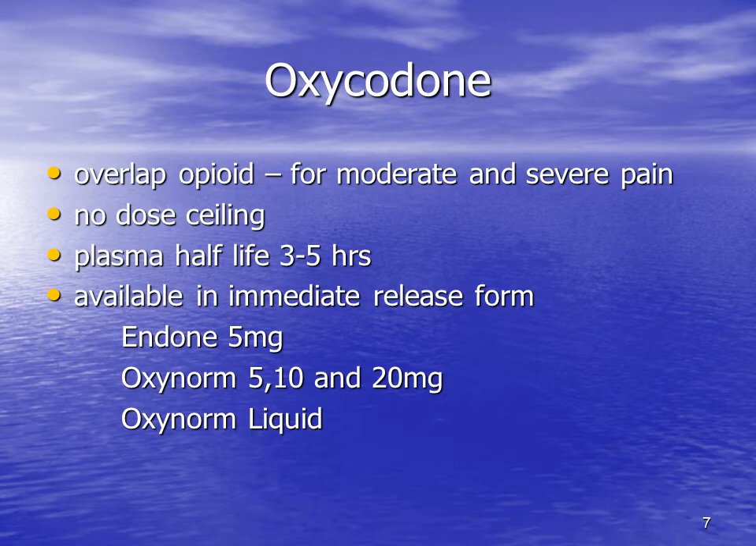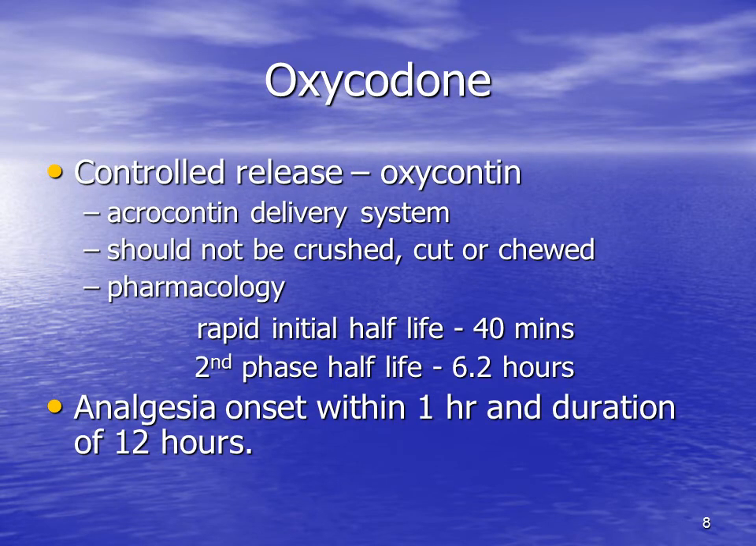So the common preparations, obviously Endone and the Oxynorm group. Controlled release, the OxyContin tablets, which is this so-called Acrocontin delivery system. It has a biphasic half-life, so a patient who's got a bit of pain and they're due to take their OxyContin may not need to take an immediate release drug with it, because they get a small peak in about 40 minutes or so, and then they get the other peak at about 10 hours, I think. 6 hours, sorry. Analgesic onset within the hour and duration of 12 hours.